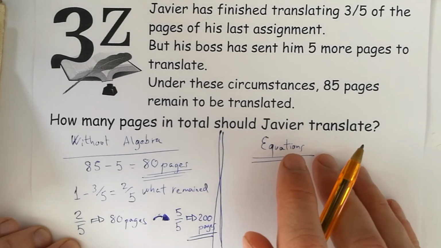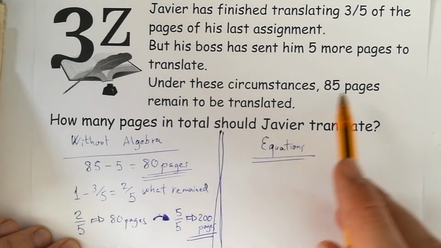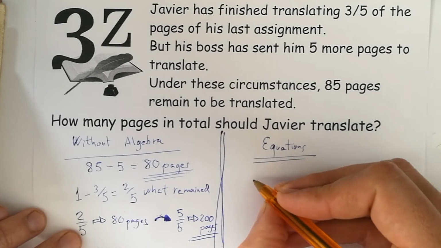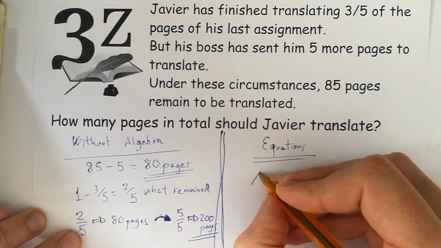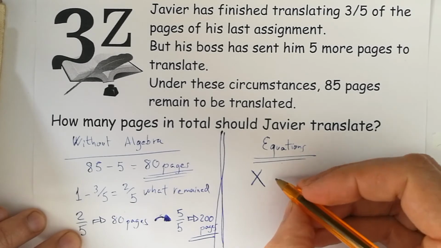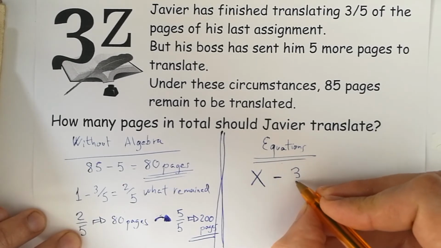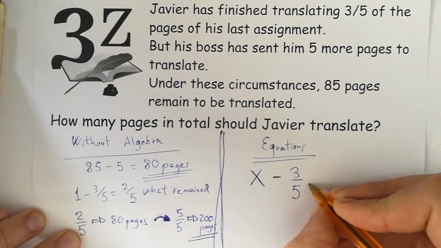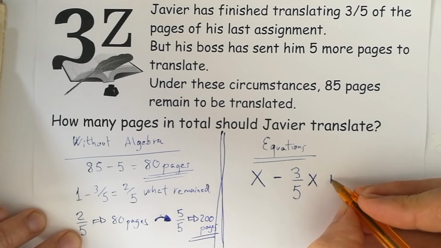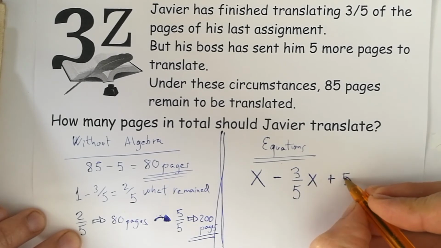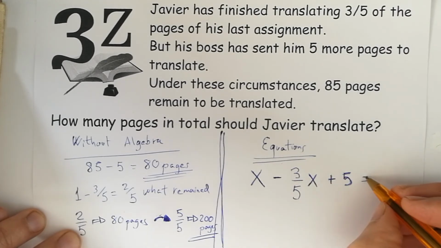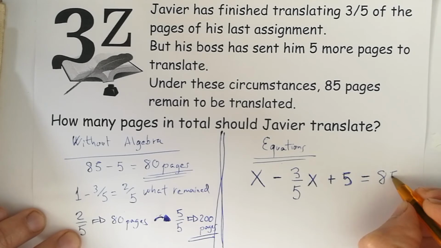If we use equations, we translate the whole situation to an equation, and it's going to be like this. The total work is always x. If I take away 3/5 of the work that he has done, but then I add 5 more pages, in the end, this together is the same as 85 pages.